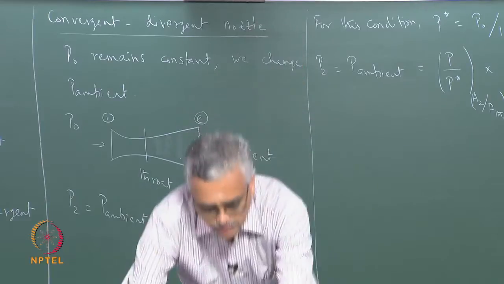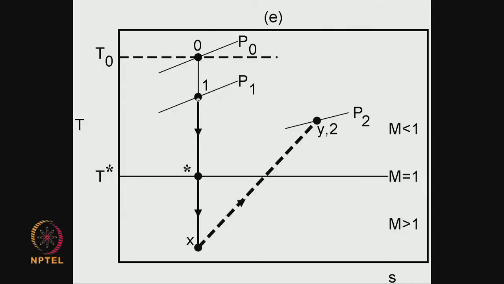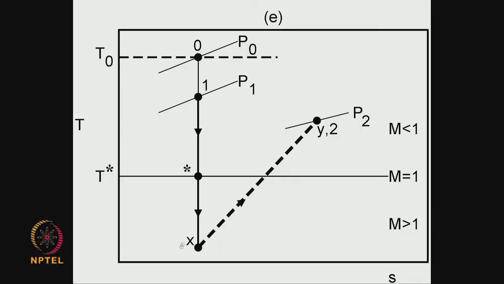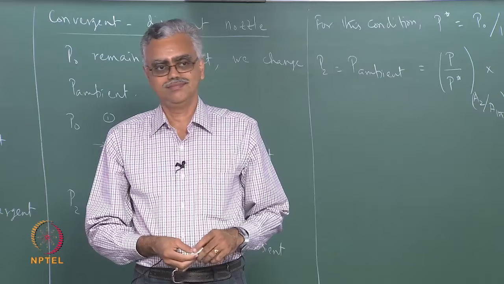Okay. Notice that this part of the curve from 1 to x will continue to remain the same as before, because all the states which are upstream of that, where M is greater than 1, will not be affected by changes downstream that we are making. Okay. So now what happens if I lower the ambient pressure a little bit more?